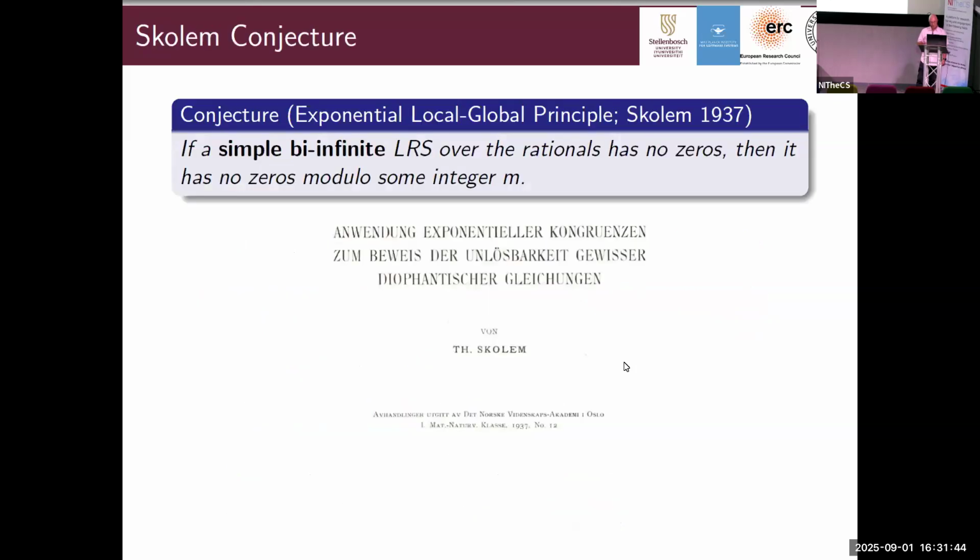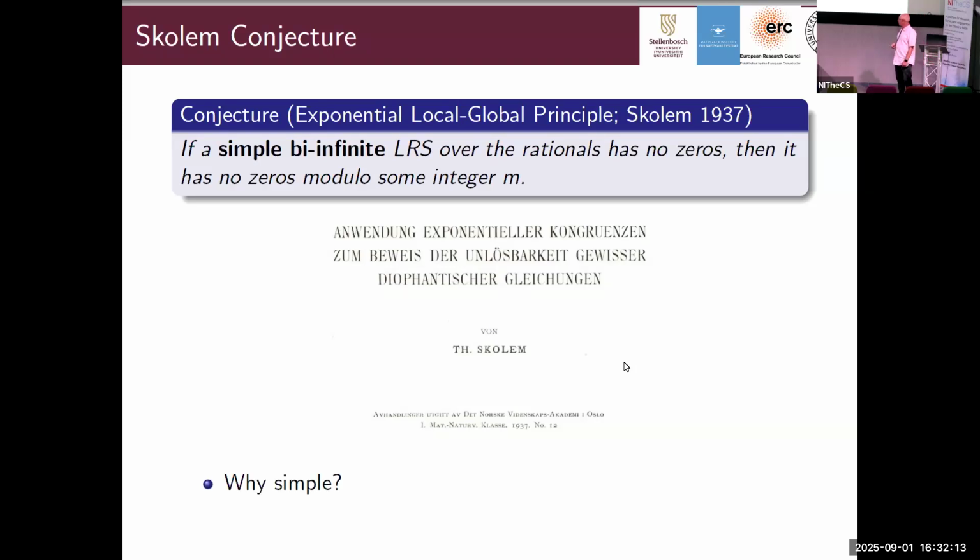So here is a conjecture that comes from Skolem himself. Skolem conjectures the following. Suppose that you have a bi-infinite linearly recurrent sequence over the rationals, and suppose that it has no zeros. Then there is a witness. What does it mean, a witness? There is a positive integer m that is coprime to that last coefficient a_k, such that this sequence has no zero modulo m.